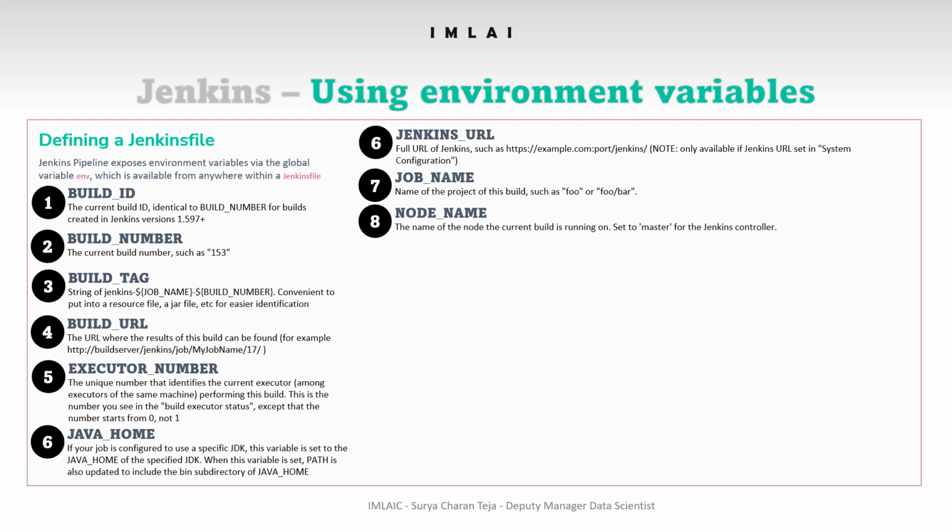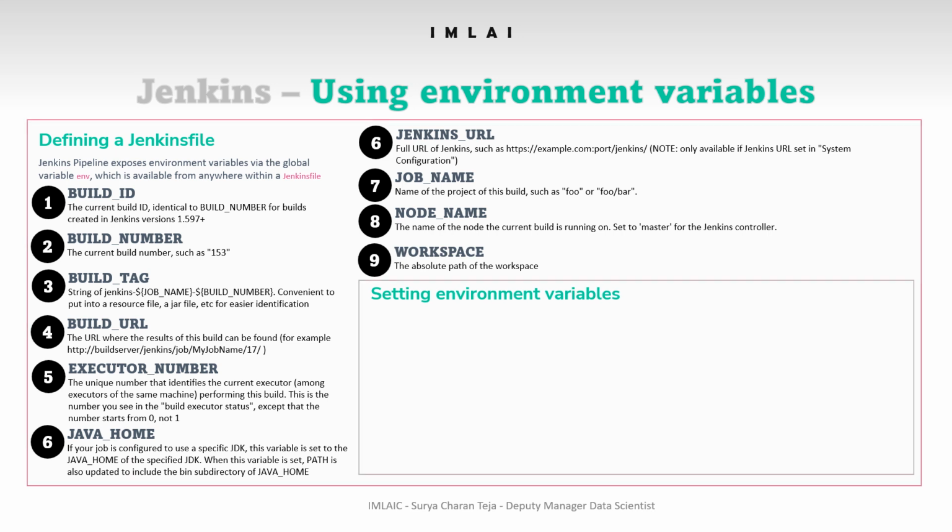And NODE_NAME, the name of the node the current build is running on. It is set to master for the Jenkins controller. If you have a master-slave concept, with plenty of nodes, then we can go for this kind of concept. Then we have WORKSPACE. When you give the workspace as an environment variable, the absolute path of the workspace will be fetched.